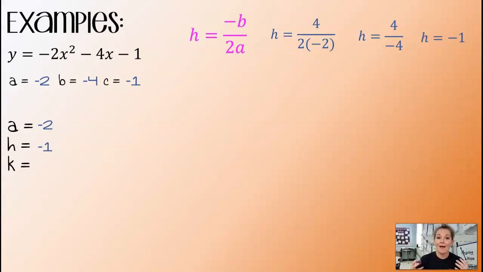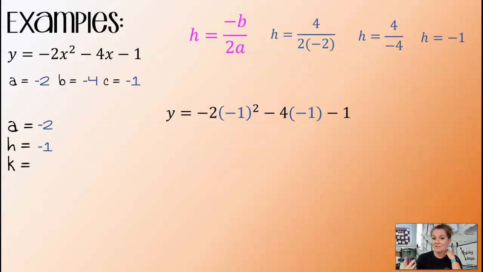Now, how do I find my k? Because now we're in step 3. Now I'm going to plug that back into my standard form equation. My standard form was the ax squared plus bx plus c. So I have negative 2 times negative 1 squared, plugging in negative 1 because that's my h into my x.